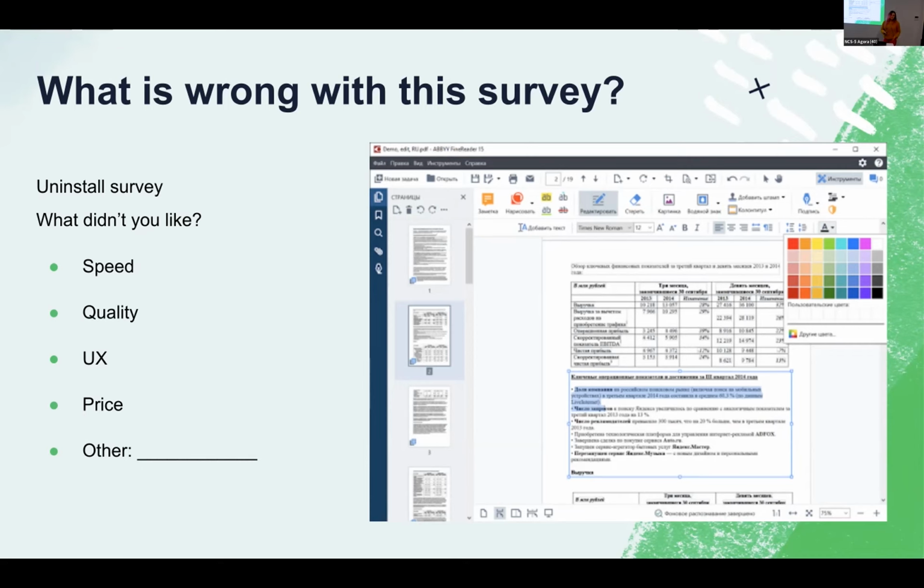No, it's a bit simplified. It's a bit simplified, yeah. Quality and UX, very broad things, yes. Anything else? Sorry? I don't ask what they like, okay. Maybe.